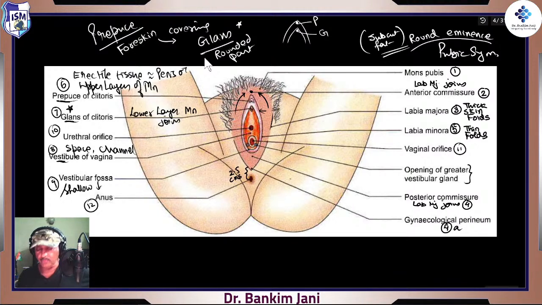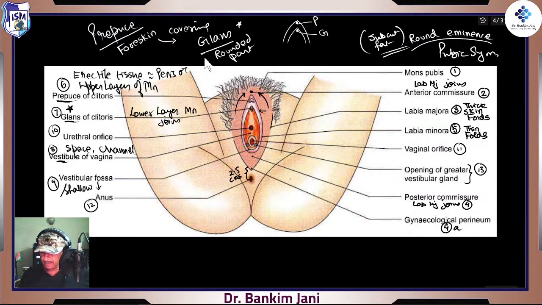These are greater vestibular glands. Now these greater vestibular glands open at this point. That's the location, on both the sides of the vaginal orifice, right? They play a vital role in lubrication. So that is the final structure.